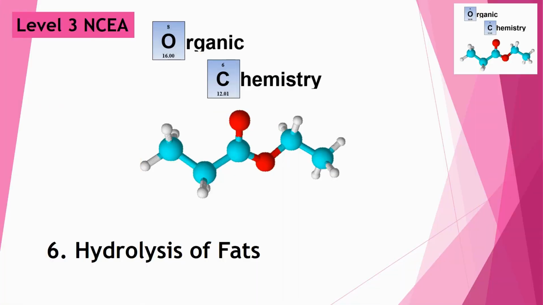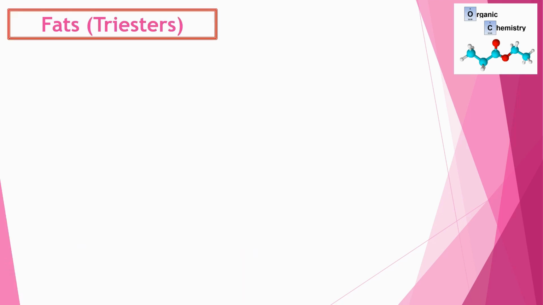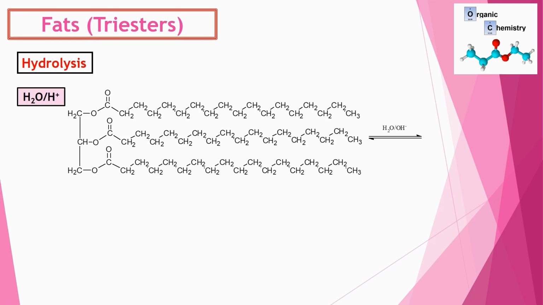Okay, so in this video we're just going to touch on fats and hydrolysis of fats. We've just looked at hydrolysis in the previous video, so let's look at hydrolysis of fats. So what is a fat? It's a triester. What does that mean? Well, a triester fat is this molecule here. It looks kind of complicated.